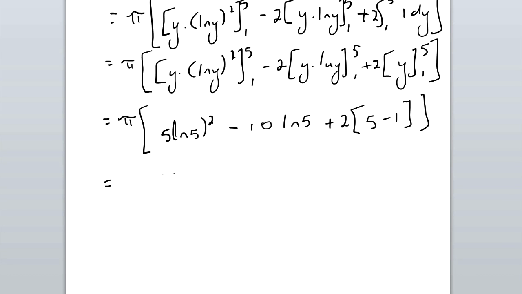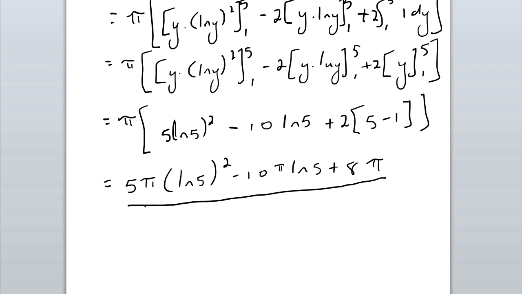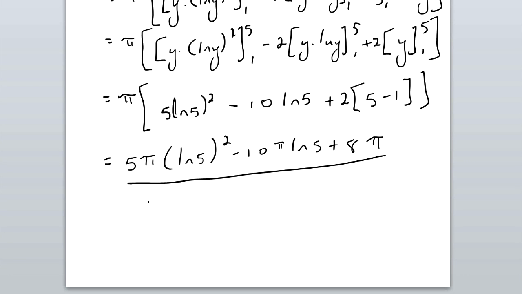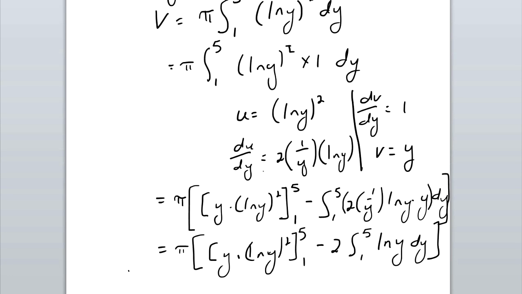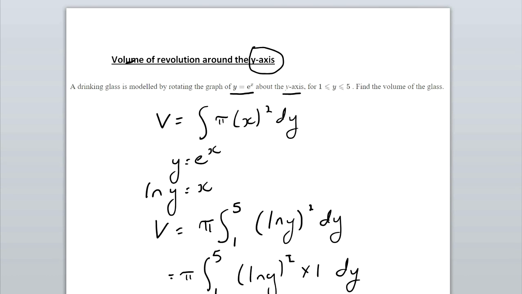So now I can go and expand this, and of course I can just go and write it like this, pi, or 5 pi, times natural log of 5 squared, minus 10 pi, natural log 5, plus 5 minus 1 is 4, 4 times 2 is 8, 8 pi. And now I have evaluated this integral, and I can say that this is the volume of revolution around the y-axis for this, in this case it was a glass, for this solid that we have found.